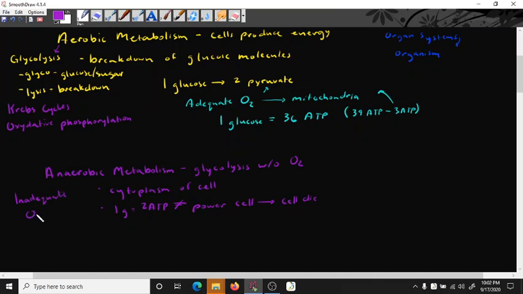Oxygen. There's not enough oxygen present. Your body's going to go into this. It can only handle this for a few minutes, maybe not even that, before these cells start to die.